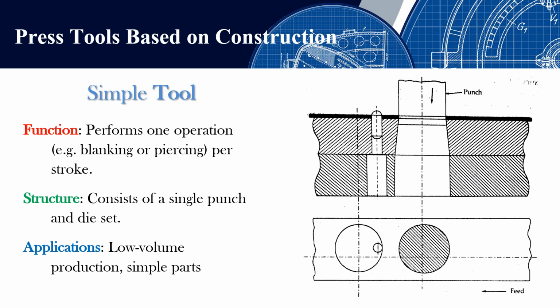Simple tool. Function: performs one operation, e.g. blanking or piercing, per stroke. Structure: consists of a single punch and die set. Applications: low volume production, simple parts.